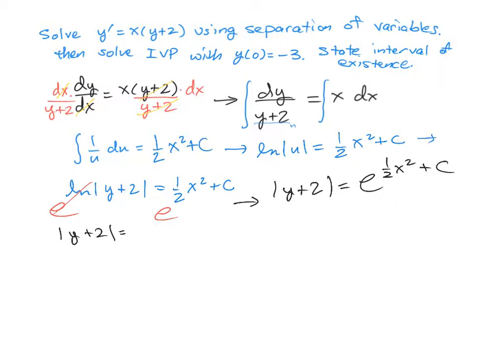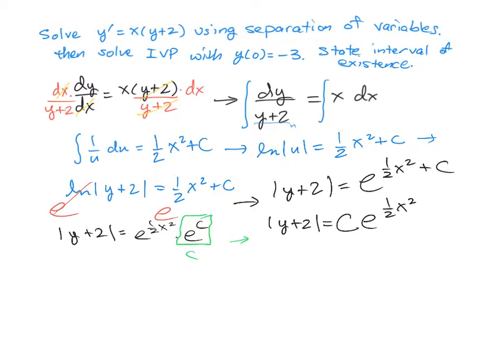Now we can use the rules of exponents backwards. We write this as e to the 1/2 x squared times e to the c, because remember, when you multiply two things with the same base, you add their exponents. Now, since c is an arbitrary constant, you can rewrite that as a new arbitrary constant, and it's customary just to call it c again. So we end up with the absolute value of y plus 2 is now equal to a new c times e to the 1/2 x squared.